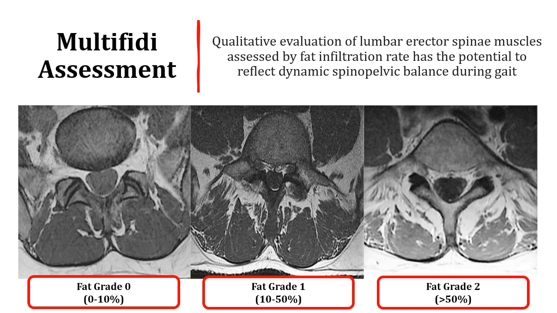Now, when we look at the fatty infiltration grading, it's kind of nice because there's really only three grades. You have fat grade 0, which is 0 to 10%, fat grade 1, which is 10 to 50%, and fat grade 2, which is greater than 50%. Simply, you're trying to draw a circle on your markup of your MRI and look at what percentage of that circle is made up of white tissue versus dark gray or muscle tissue.